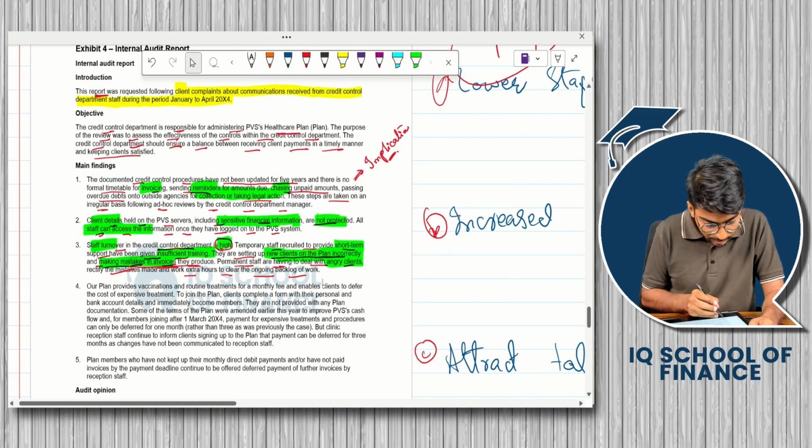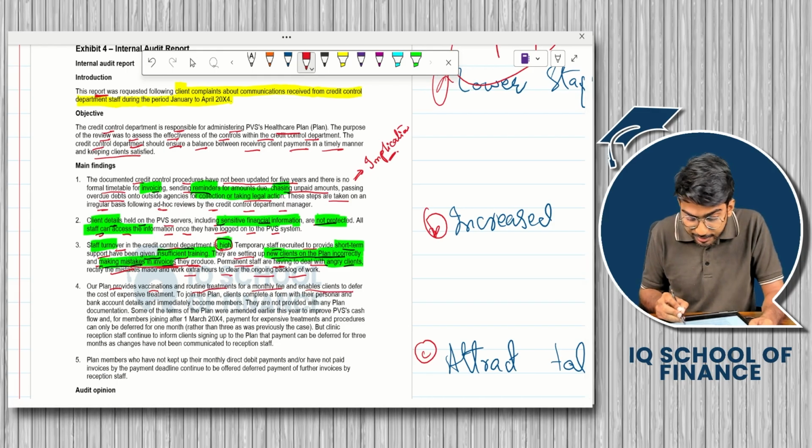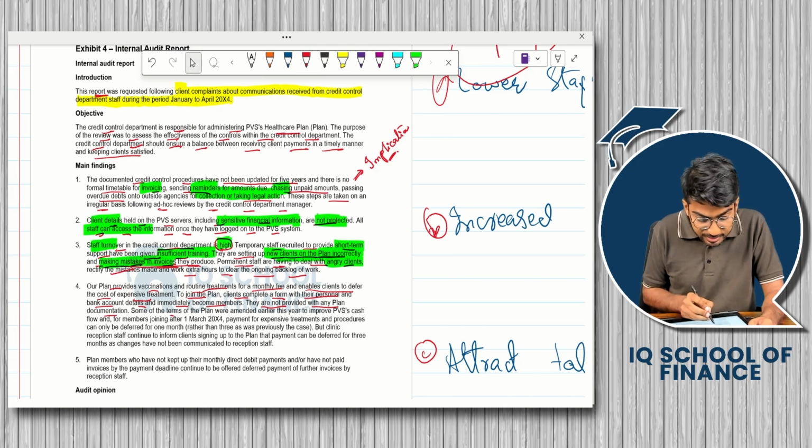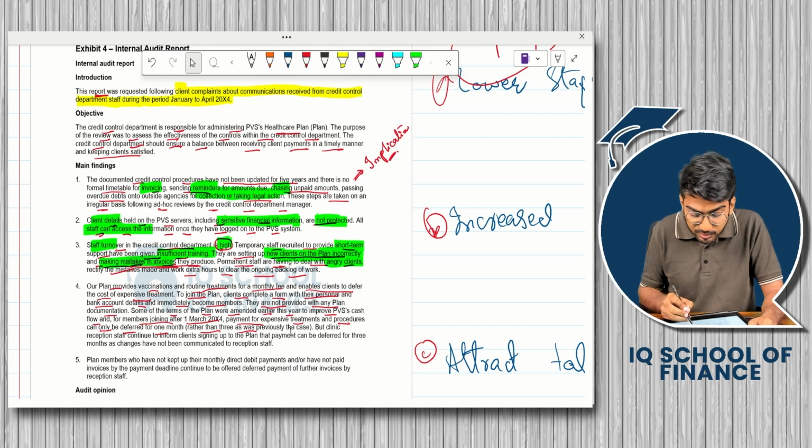Moving forward, our plans provide vaccination and routine treatment for a monthly fee and enable clients to defer the cost of expensive treatment. To join the plan, clients complete a form with their personal and bank account details and immediately become members. Okay, they are not provided with any plan documentation. Some of the terms of the plan were amended earlier this year to improve PVS cash flow. For members joining after 1st March 2004, payment for expensive treatment and procedures can only be deferred for 1 month rather than 3 as was previously the case.